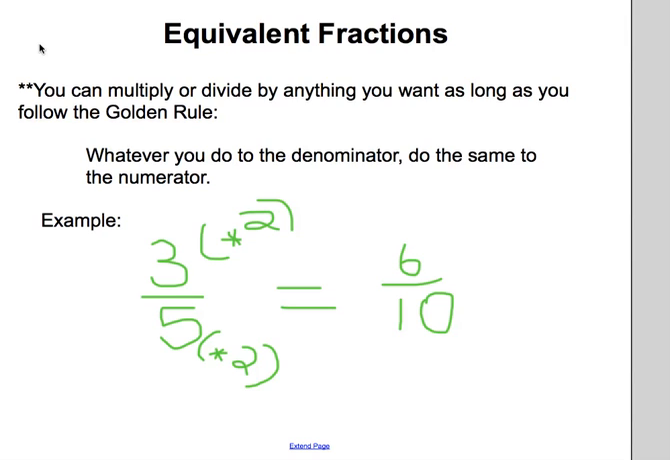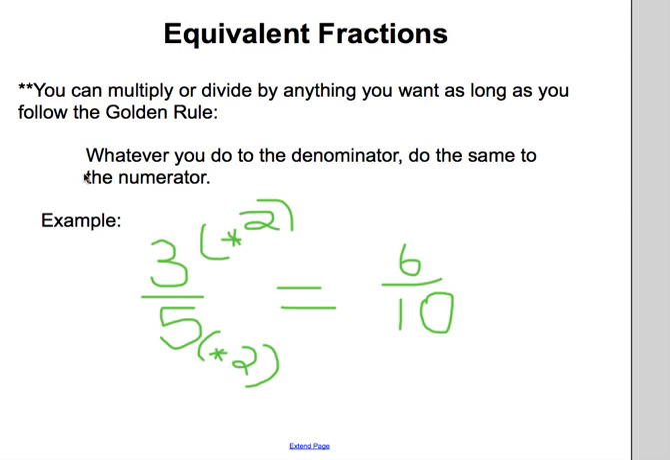Okay, so the golden rule is this: whatever you do to the denominator, do the same to the numerator. You can also think about that in reverse. Whatever you do to the numerator, do the same to the denominator. The golden rule of equivalent fractions just means that if you multiply the numerator by 2, you also have to multiply the denominator by 2. If you decide to divide the denominator by 4, you also have to divide the numerator by 4. Whatever you do to the one, you got to do the other.